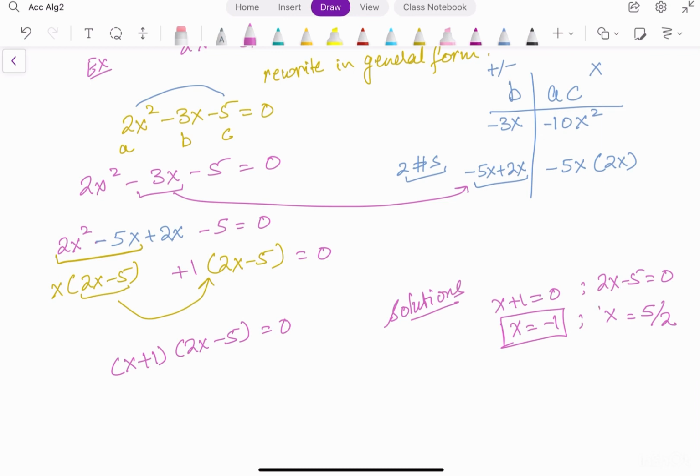It is a good way of solving the problem to check your answer. How can you check your answer? You can plug the solved answers, that means x is equal to negative 1 and 5/2, one by one into the original equation. And if the original equation's left hand side matches the right hand side, that means our answer is correct. Otherwise it will be an extraneous solution.